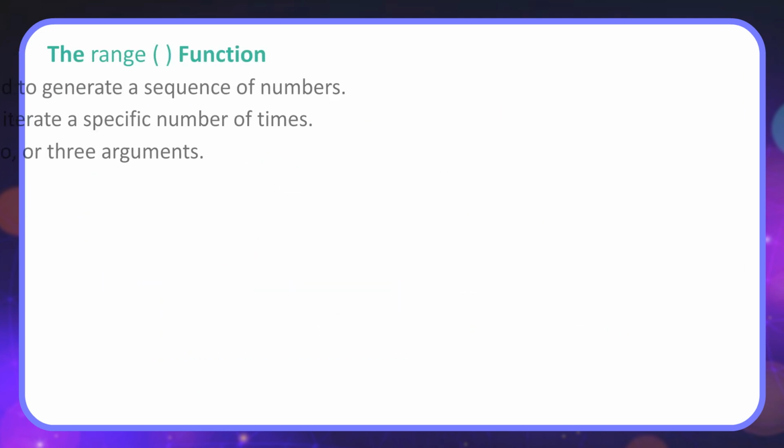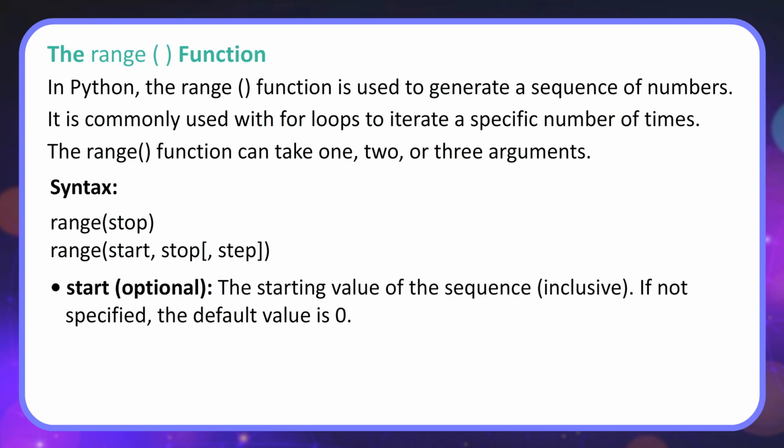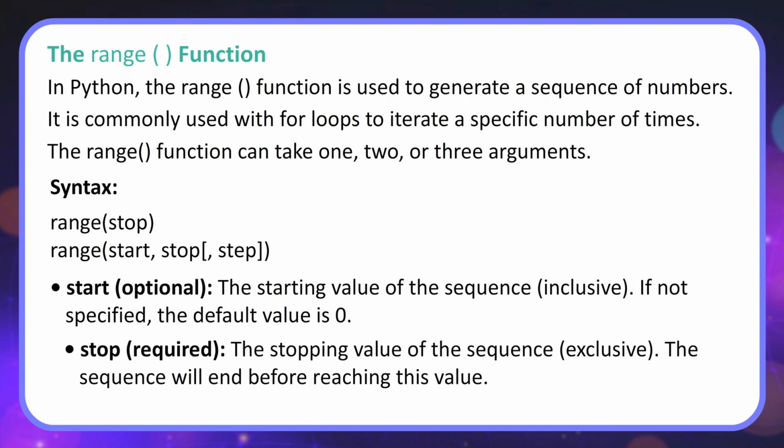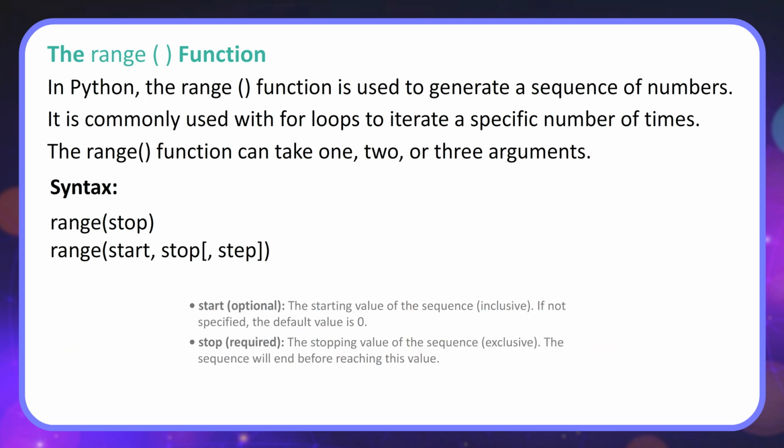The range function. In Python, the range function is used to generate a sequence of numbers. It is commonly used with for loops to iterate a specific number of times. The range function can take 1, 2, or 3 arguments. Syntax: range(stop), range(start, stop, step). Start, optional, the starting value of the sequence, inclusive. If not specified, the default value is 0. Stop, required, the stopping value of the sequence, exclusive. The sequence will end before reaching this value.